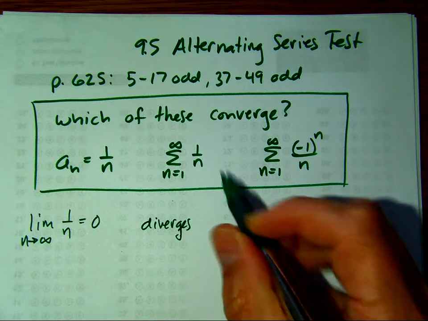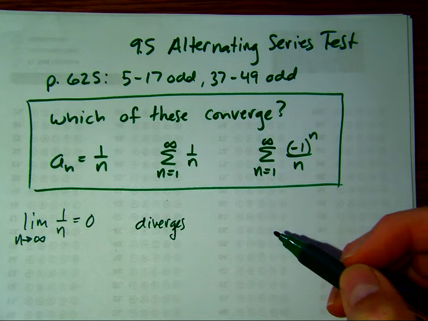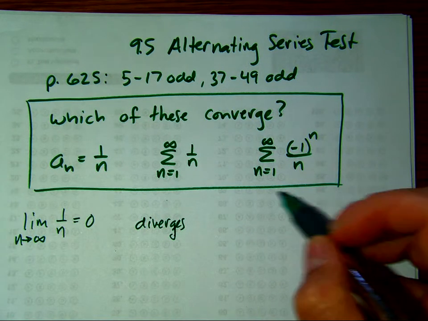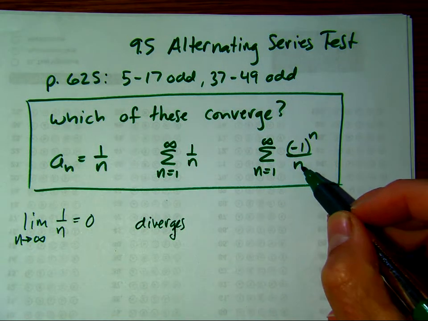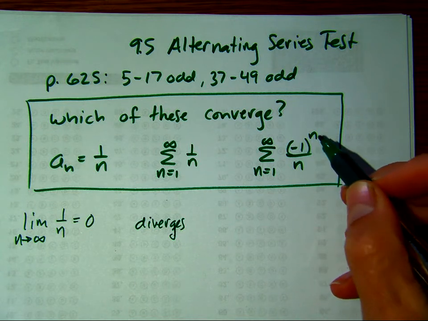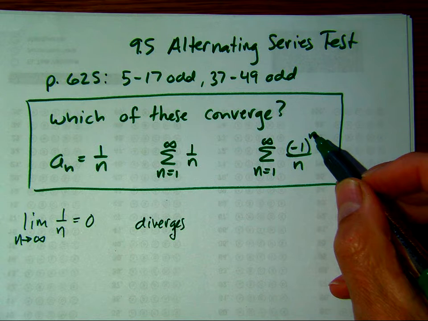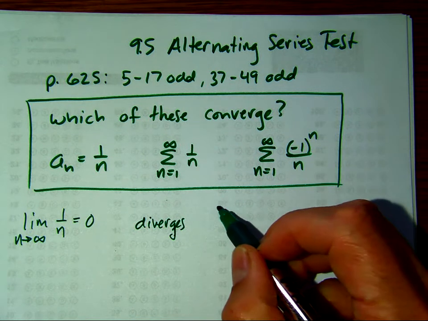And we could show that with the integral test or with the P-series test. But let's look at what's happening here. We have a harmonic series, but now we have this -1 that's going to alternate. As we put an odd number here, we get a negative. We put an even number here, we get a positive. So let's see what happens with this.